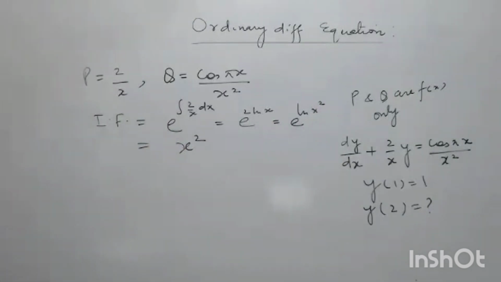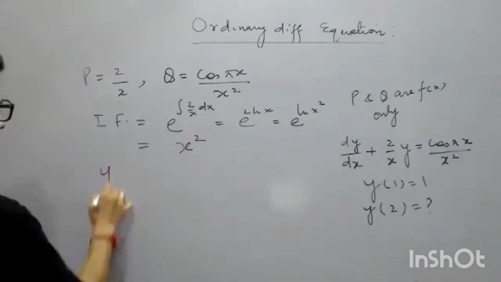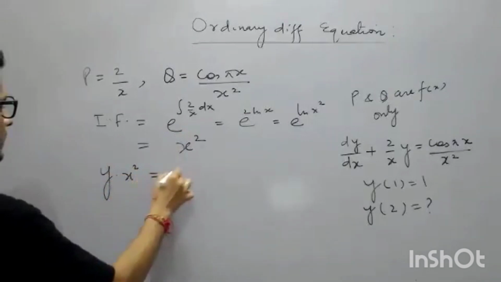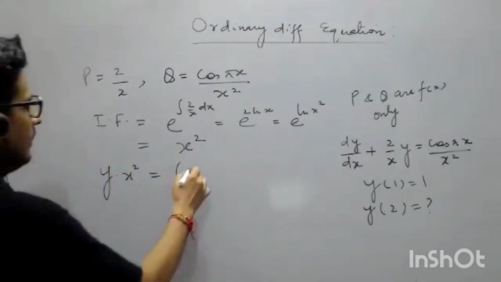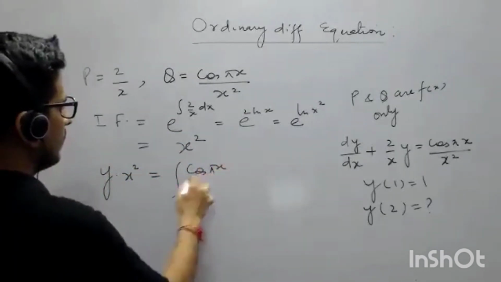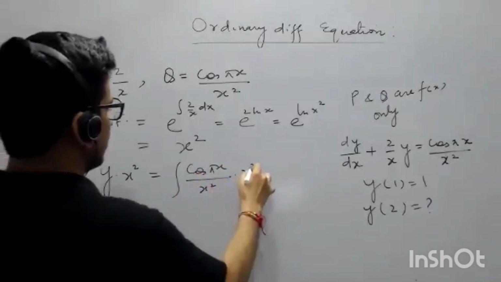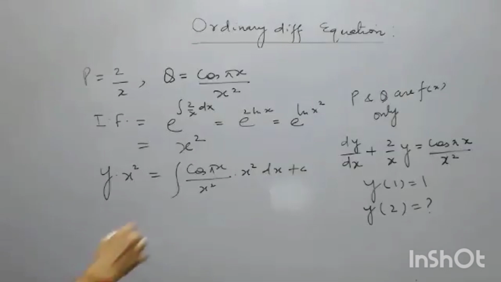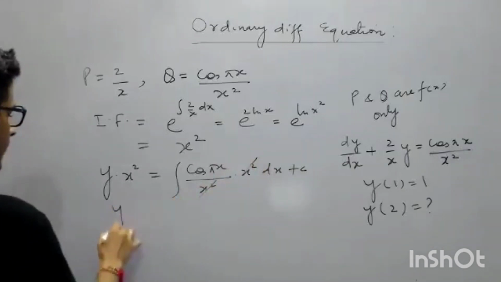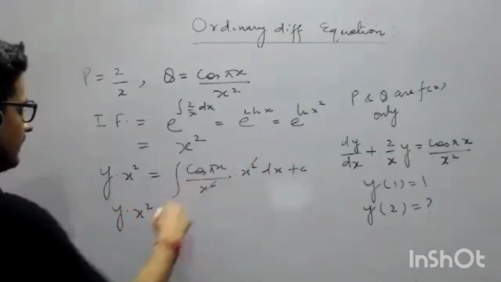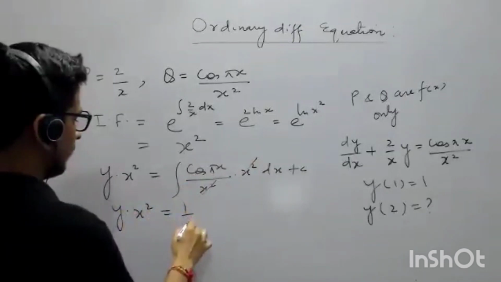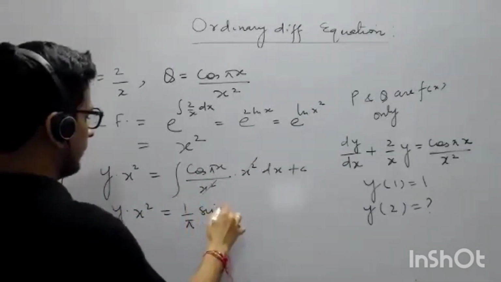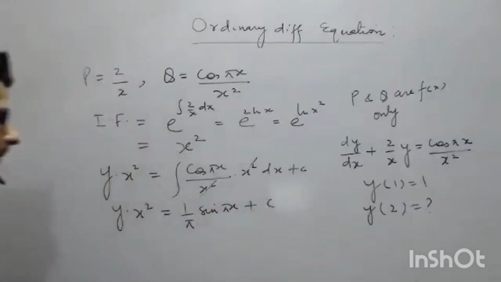Is that okay? Now what is the solution? y into integrating factor is equal to integral q into integrating factor dx plus c. This will be cancelled. So y into x square will become, what is the integral of cos? 1 by pi sine of pi x plus c.